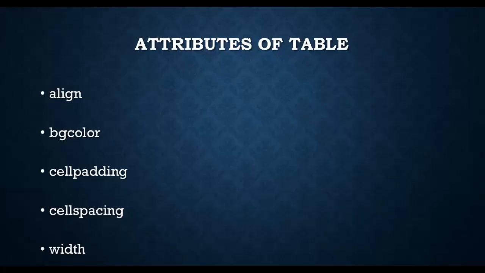The next thing is attributes of table. The first attribute of table is align, which is used to align the table in left, center and right. Let's check this attribute with our example.